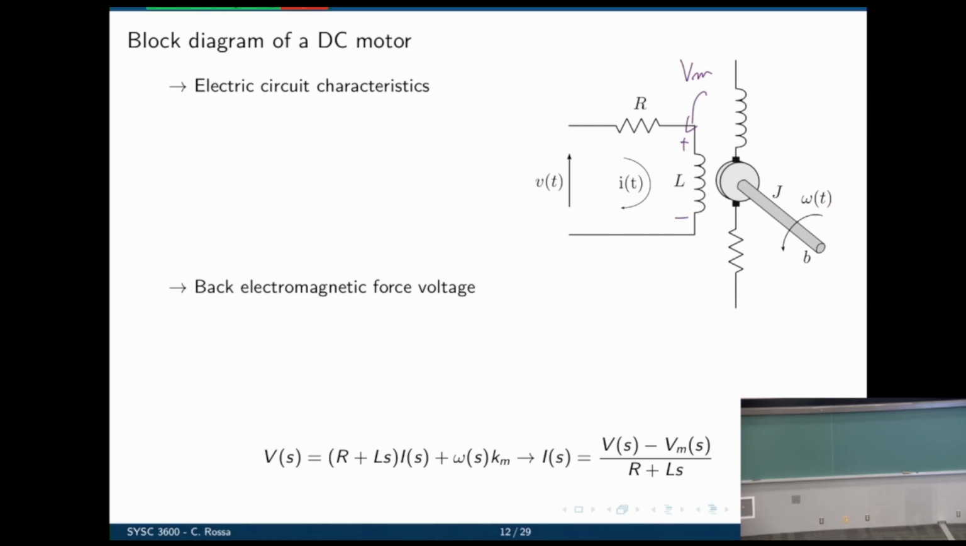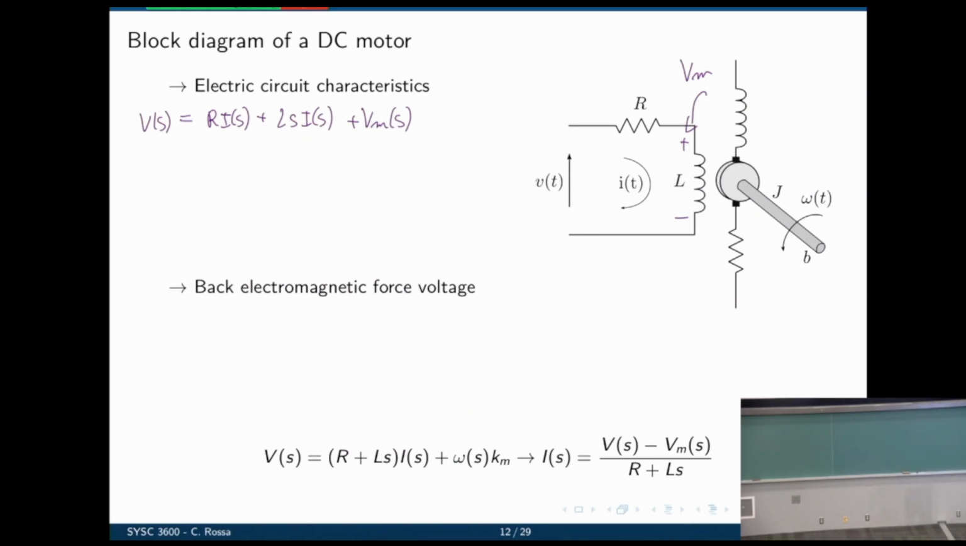So this back EMF, as we're going to call it, the back electromotive force, is simply an external voltage applied to the circuit. We can now model this using Kirchhoff's law. And you can say that the input voltage V of t, in Laplace V of s, equals the voltage drop across the resistance of the winding in the motor plus the voltage drop across the inductor plus this external voltage that I'm going to call Vm of s. That is the voltage induced by the rotation of the rotor in the stator. Right.